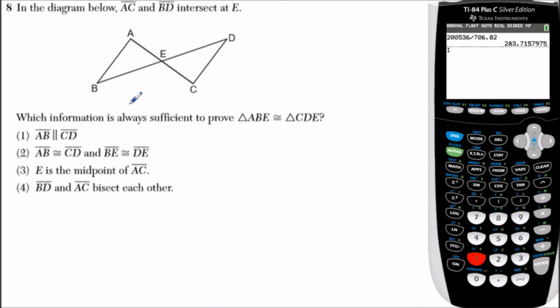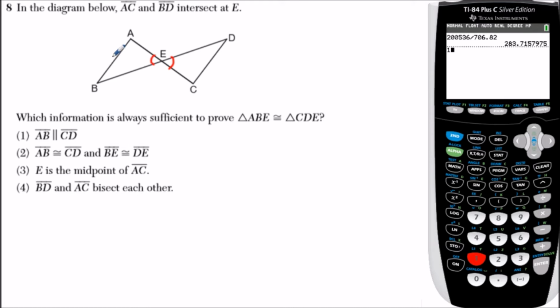So for question 8, we have intersecting lines, and we want to know which information is sufficient to prove the two triangles are congruent. Now, the moment you have intersecting lines, the first thing I like to label is the vertical angles that are formed, because these vertical angles here are always going to be congruent. So once again, we've got to go with process of elimination.